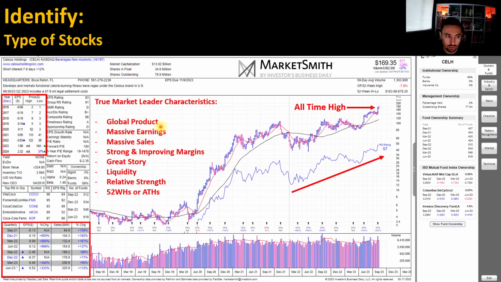Ideally, global product, so they have a huge addressable market, massive earnings, massive sales, strong and improving margins. There's a great story. There's liquidity there for institutions to get in and accumulate positions. There is outstanding relative strength, and the stock is at 52-week highs, or even better, at all-time highs, because if a stock's at all-time highs, there's very little overhead supply. Other than some day traders and some scalpers, anyone of any significance that's really owning the stock has a profit, so they're less likely to sell it. They're feeling good about it.